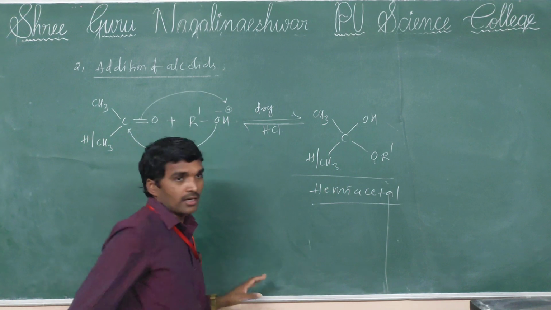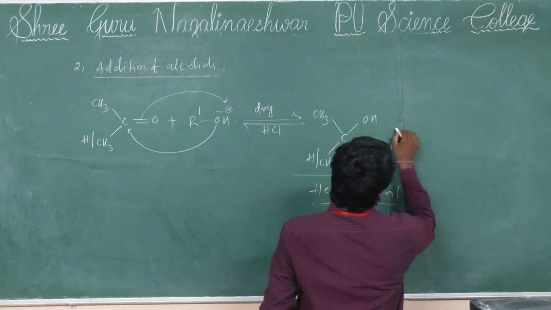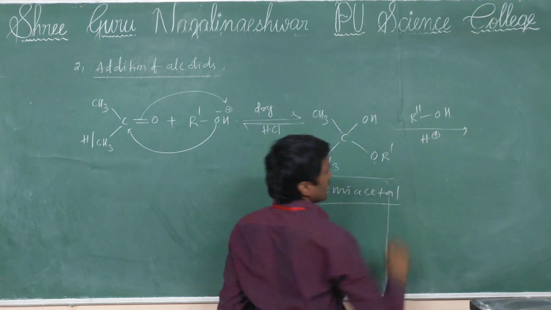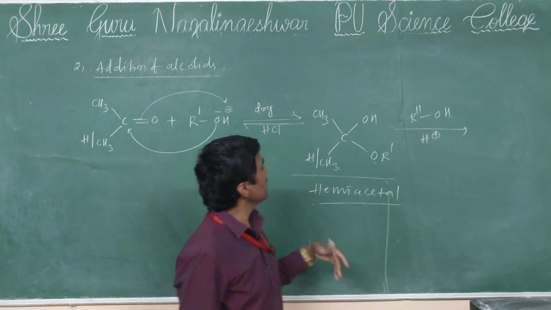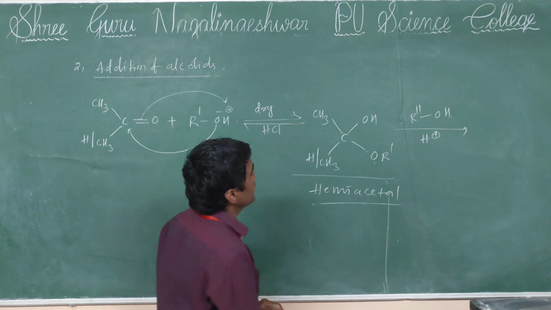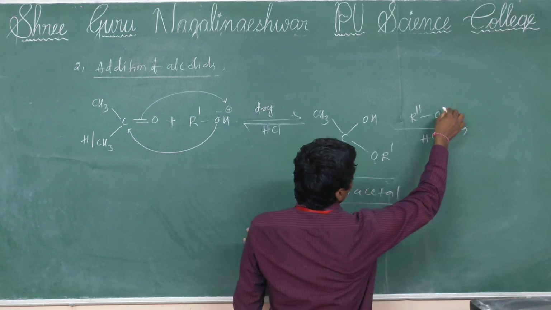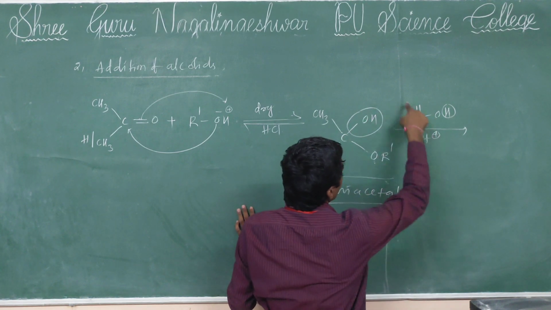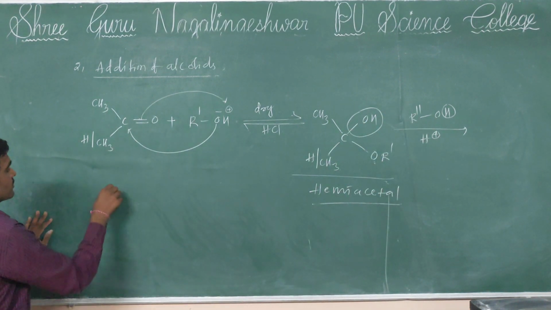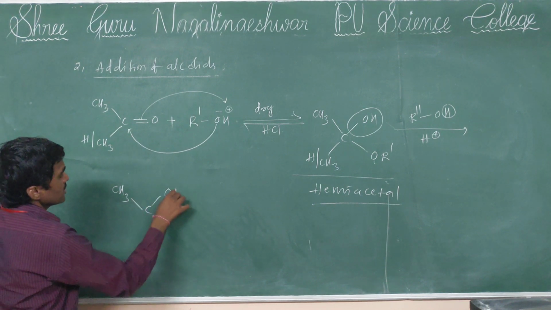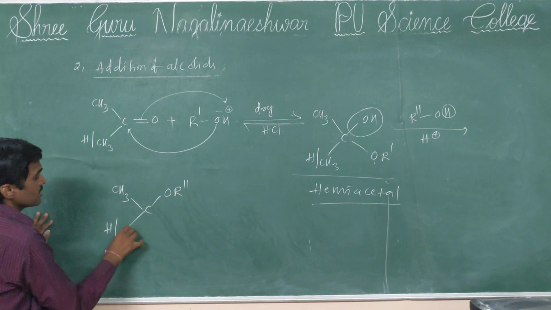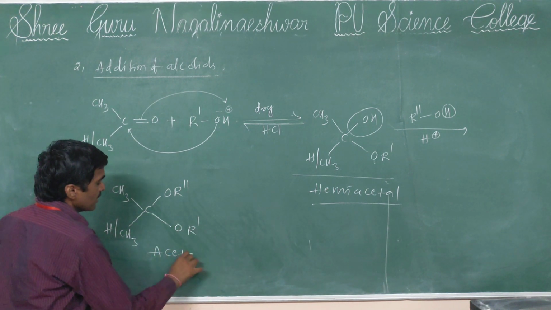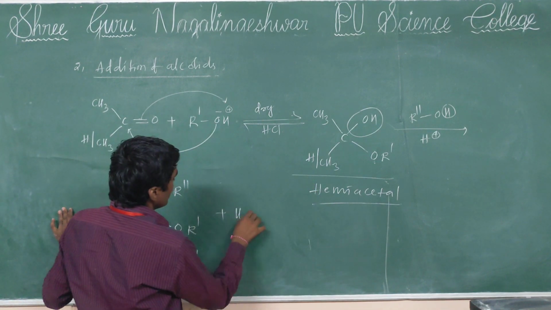What is it called? Hemiacetal. Okay. So if you take another 1 mole of alcohol in the presence of acid, any acid, say sulfuric acid, here what happened, dehydration takes place. Dehydration. So from here H, from here OH will be cleaved, OR'' attached here. Then formation of CH3 C(OR'')(H)CH3 and OR'. Okay, so what is this? This is the acetal, and from here water is eliminated.